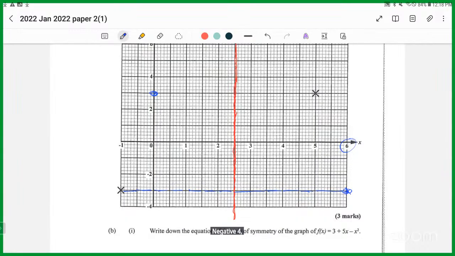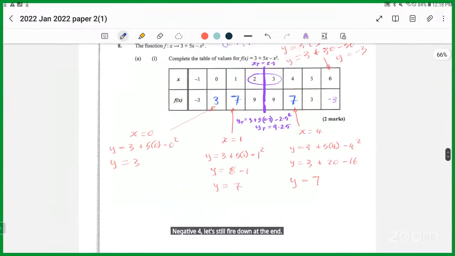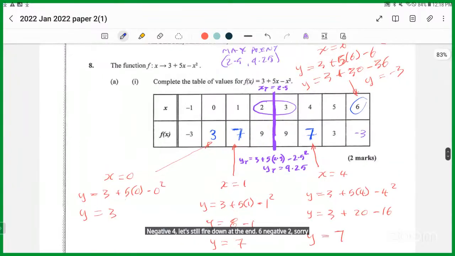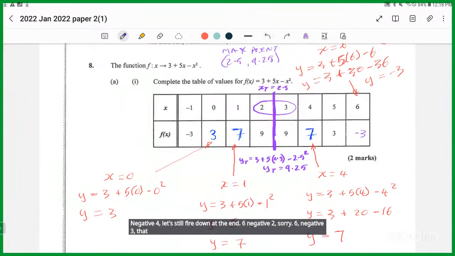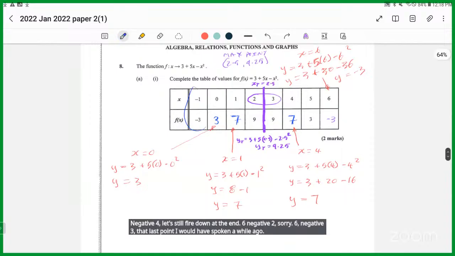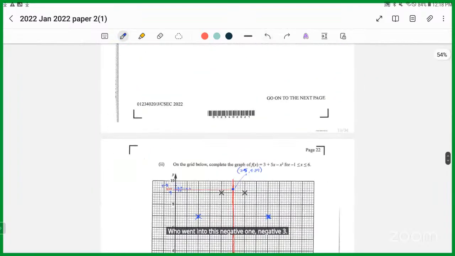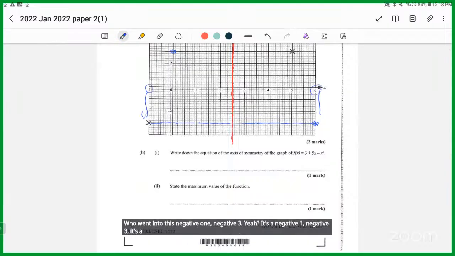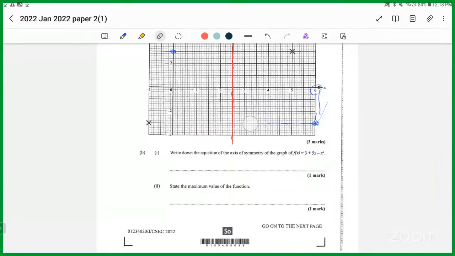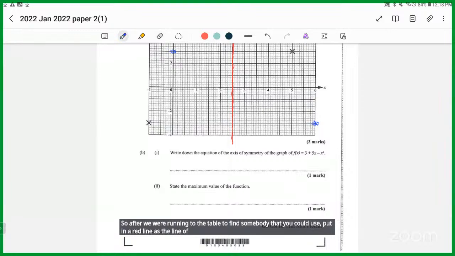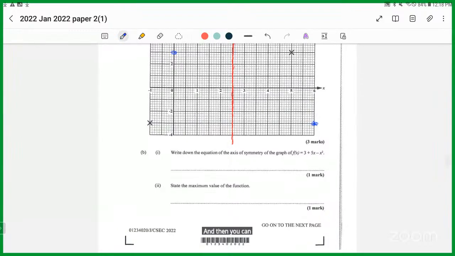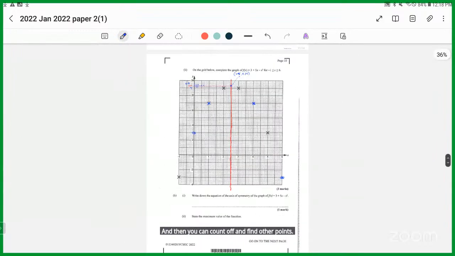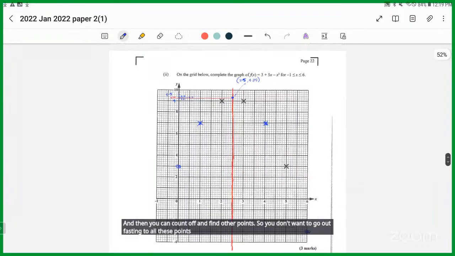Let's look for it on the table. (6, negative 3), sorry. (6, negative 3), that last point that we just put in a while ago, is equivalent to this (negative 1, negative 3). So you don't have to be running to the table to find some of these. You could put in the red line as the line of symmetry, and then you can count off and find other points. So you want the graph passing through all these points now, guys.